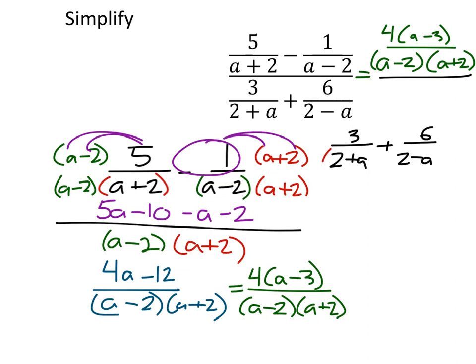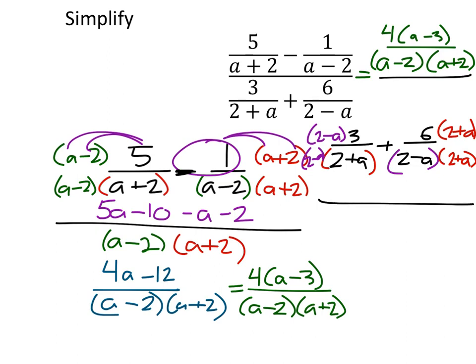Well, once again, I've got this 2 plus a here, which is missing on the other side, so 2 plus a. And then I've got the 2 minus a, which also needs to be multiplied. I'm sorry, I forgot this other 2 plus a in the numerator, right? So that gives us common denominators.